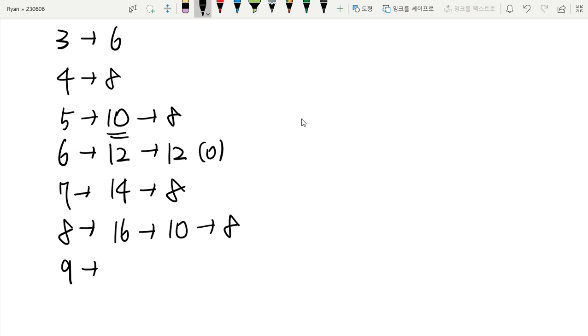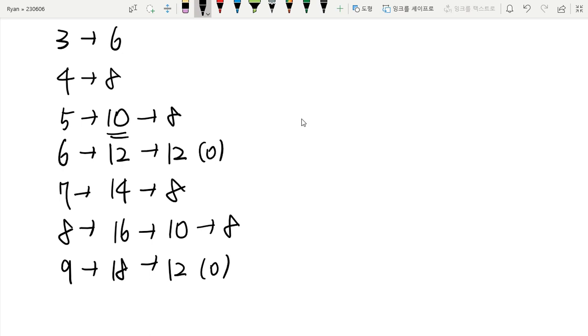And if the number of factors is 9, 9 times 2 is 18. How many factors does 18 have? 6. So now 6 times 2 is 12. And after we reach 12, it remains with 12. So that's the case we want.